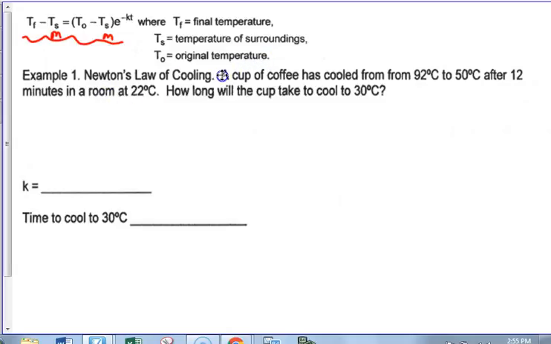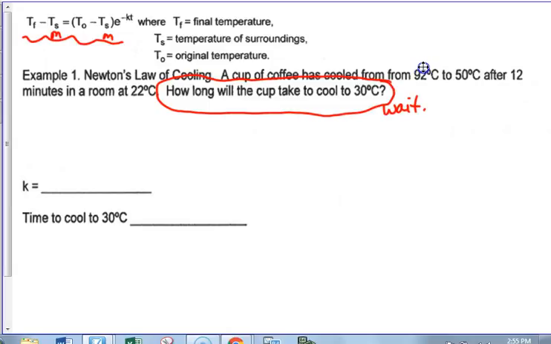Here we go. A cup of coffee has cooled from 92 degrees to 50 degrees after 12 minutes of sitting in a room at 22. The room temperature is 22. How long until it cools to 30? We cannot solve this part yet. We have to wait, because first of all, using the information they gave us, we have to find the cooling constant for this cup of coffee.